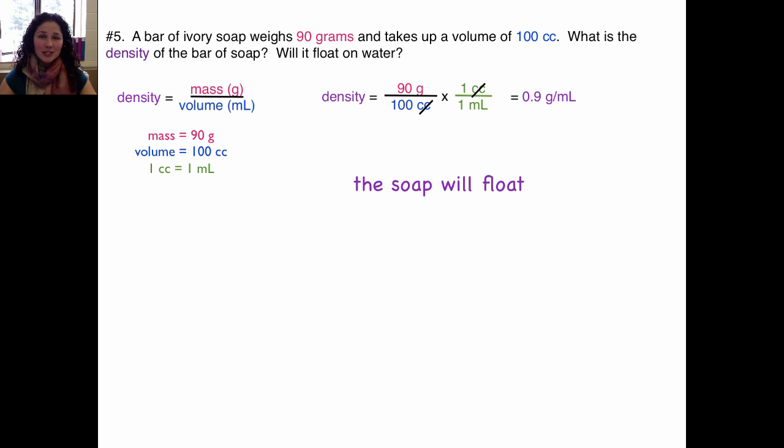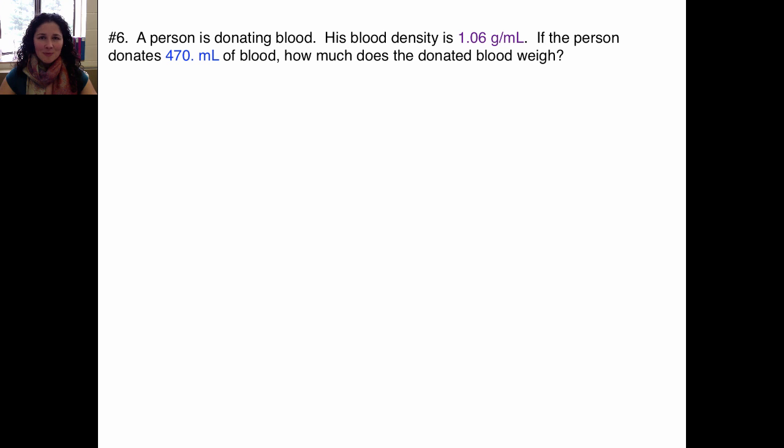Now feel free to pause the video and try number 6, and then we can do it together. Number 6 gives you the density of a patient's blood and asks you how much his donation weighs if he's donated 470 milliliters. For this problem, you can actually use the density just as if it's an equivalent unit.